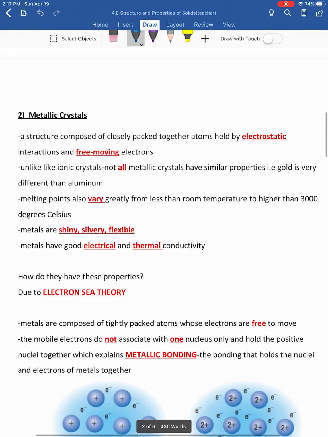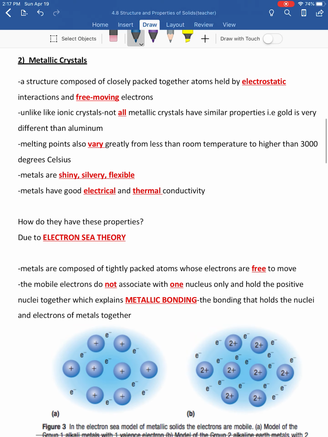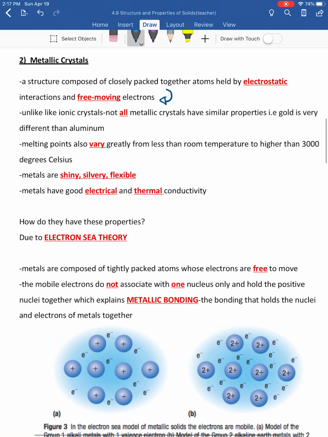I have a little summary chart right here. Oh, no, I don't. My next summary chart, or my next type of solid, is the metallic crystal. So these are our metallic elements. And they are held together, first off, by electrostatic interactions and free-moving electrons. So let's think about this. My electrons are free. Okay, they have no rhyme nor reason.